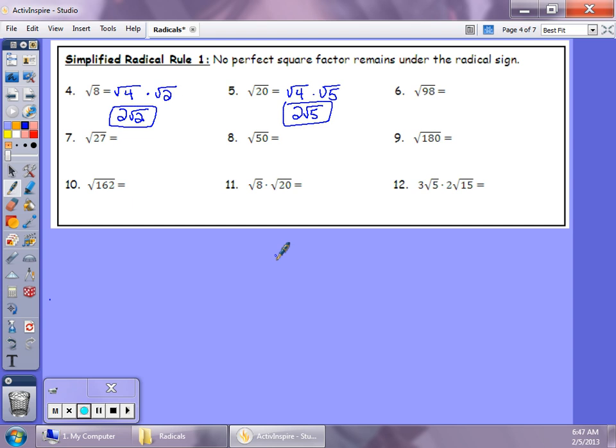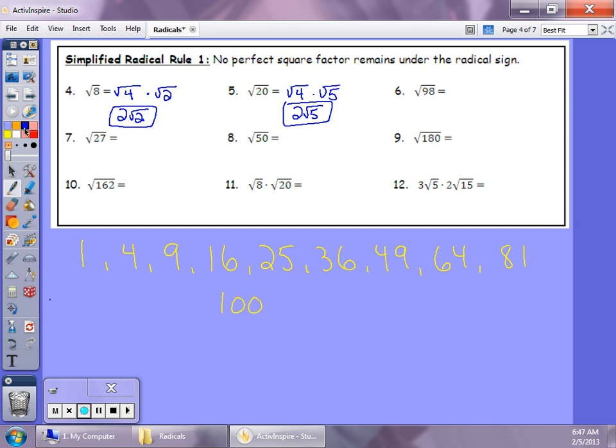For example 6, we have root 98. So this is where it comes in handy to write your perfect squares on the bottom of the screen. So if we go ahead and quickly do this: 1, 4, 9, 16, 25, 36, 49, 64, 81, and then we can have 100.